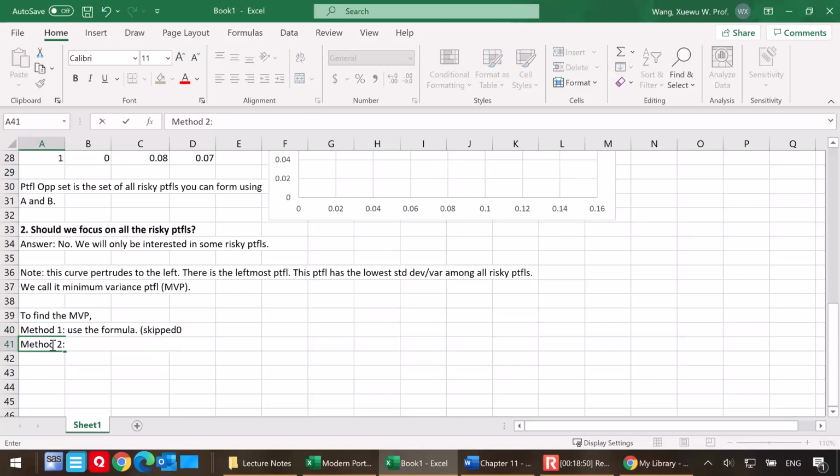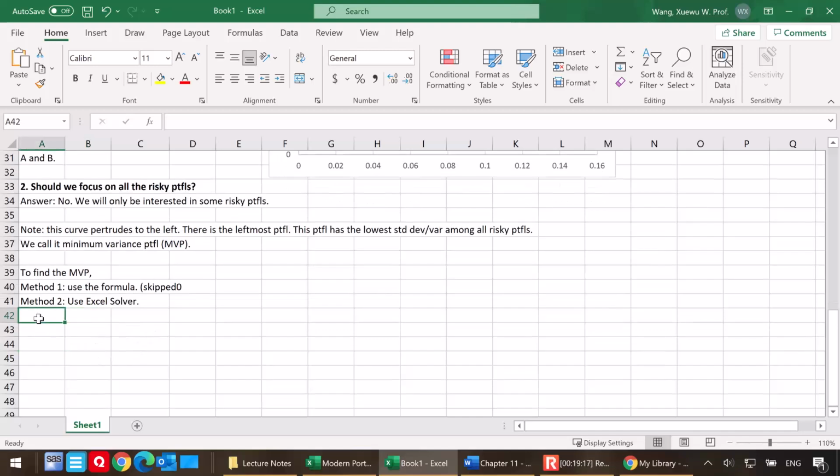All right, and method 2, I'm going to use Excel solver. Okay, so we have already discussed Excel solver back in the time value of money and discounted cash flow chapter, where we discussed how to use solver to find solutions to different cash flow problems. And here we're going to use Excel solver to find the minimum variance portfolio. So step 1, I'm going to guess the weights on A and B.